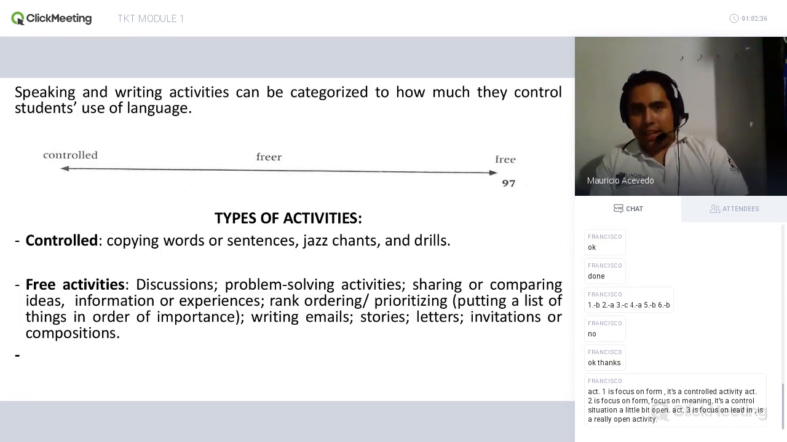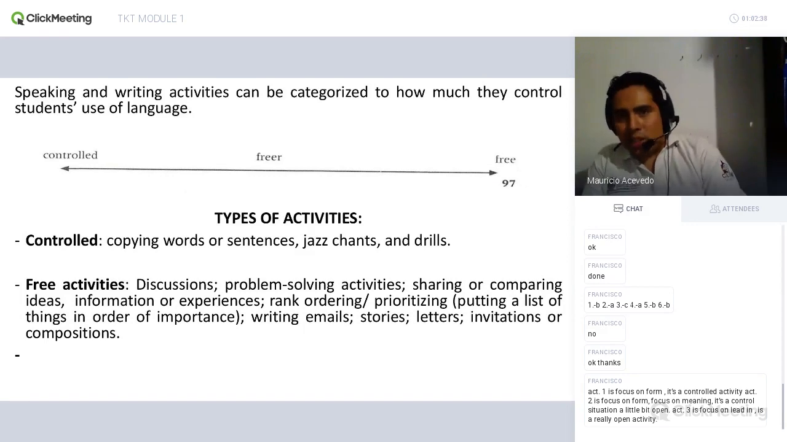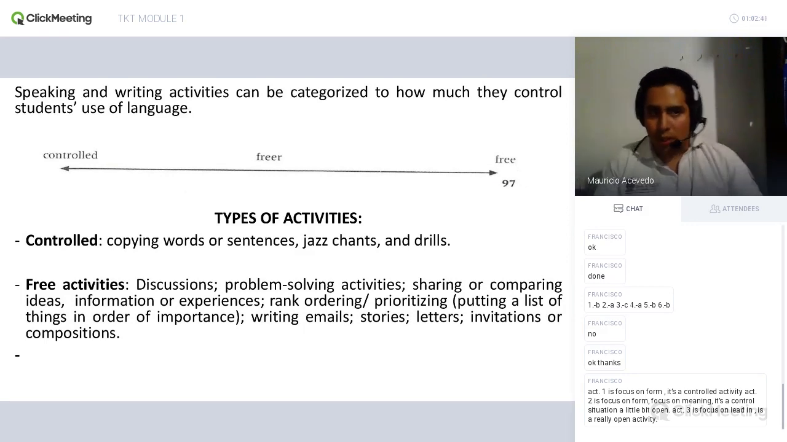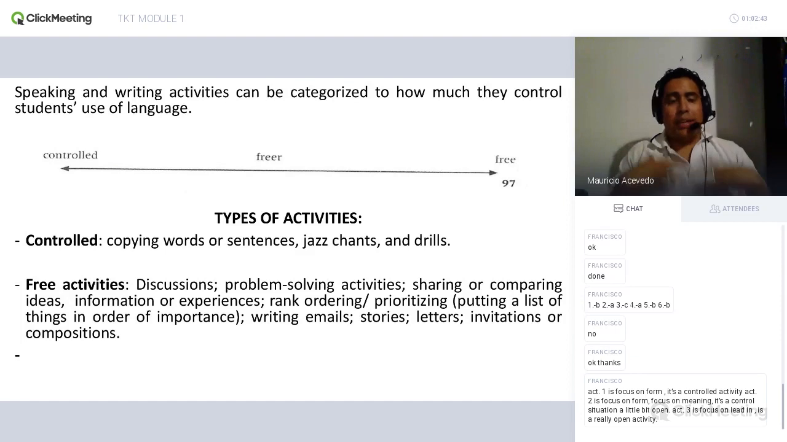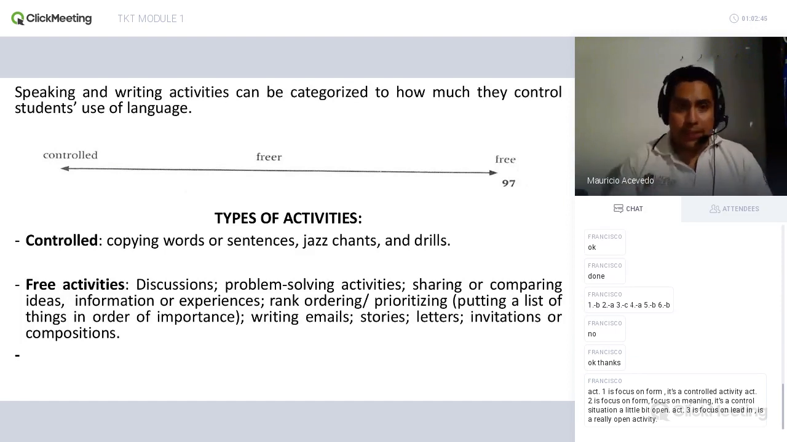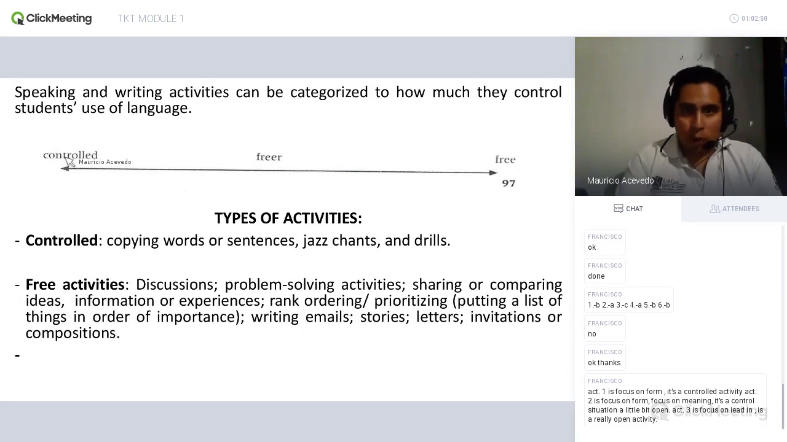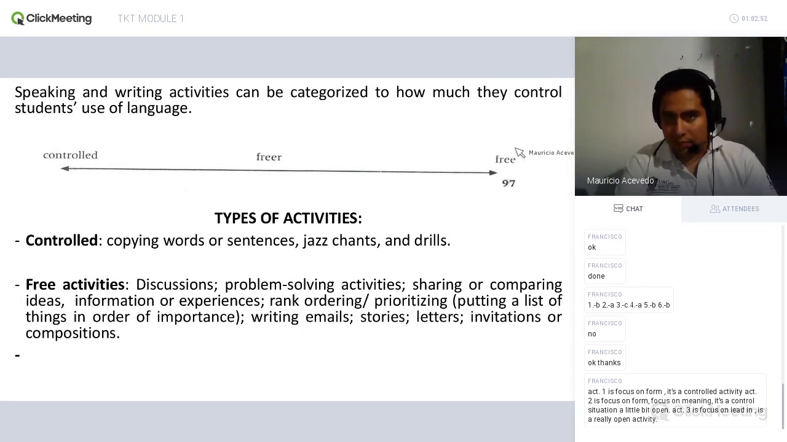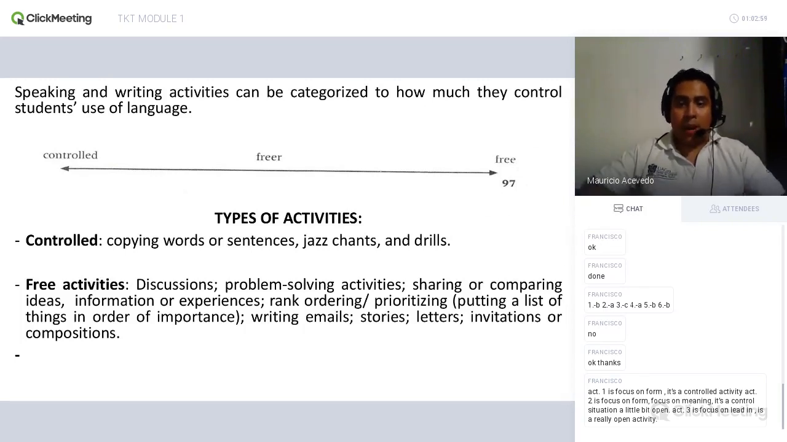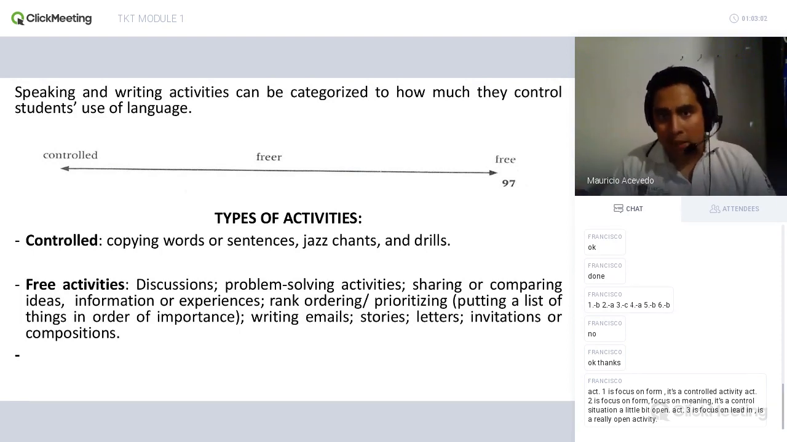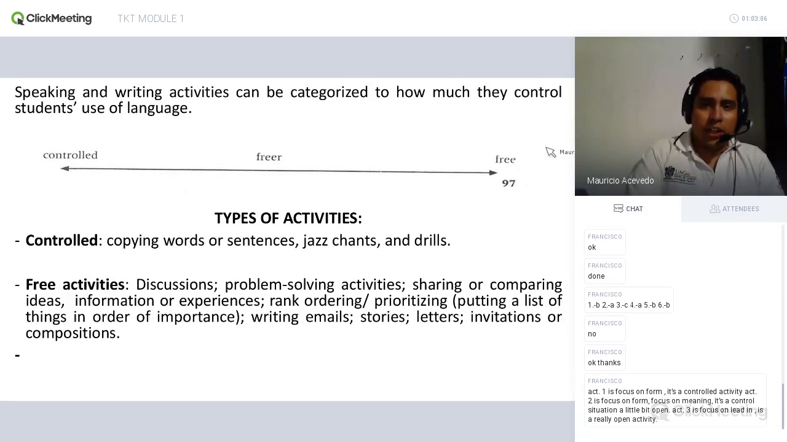Speaking and writing activities can be categorized by how much they control the students' use of language. Okay, so as you know, speaking and writing are productive skills. You need to produce them. So you will need to go from controlled to free. Which is about 97% of freedom, because you know that you cannot have a completely free classroom. It's about 97% of freedom. Now, controlled, freer, and free. Okay, so these are three important concepts.